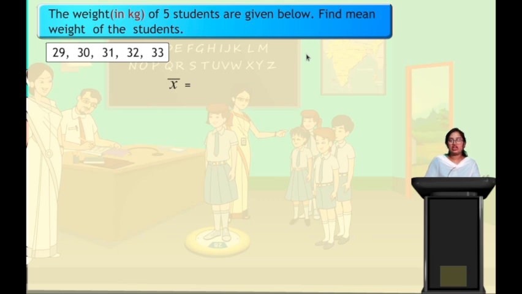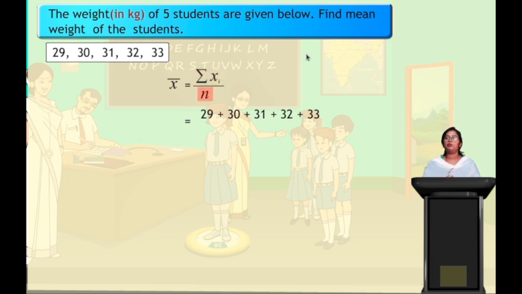So for this we have a formula, right? That is, x bar equals summation xi divided by n. So what is meant by xi here? It is the sum of observations, right? Yes. So here we can see we have 5 observations. So we have to add all these observations like this: 29 plus 30 plus 31 plus 32 and plus 33.